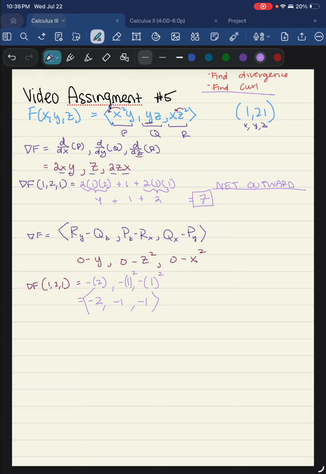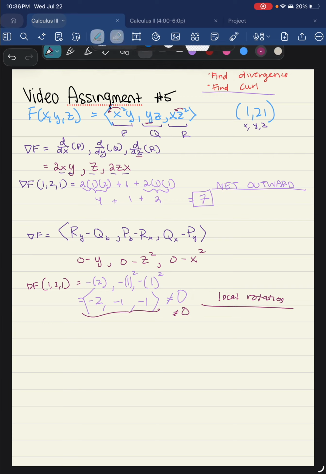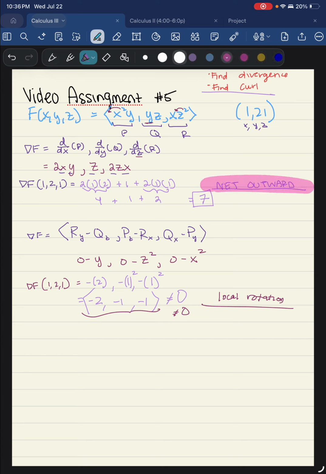So here are our vector points, and we can see this does not equal 0. And our curl measures the local rotation or spinning tendency. So if we have a non-zero, which we do, this does not equal 0, that means it's a local rotation. So here are our answers: net outward, with rotation at these points.